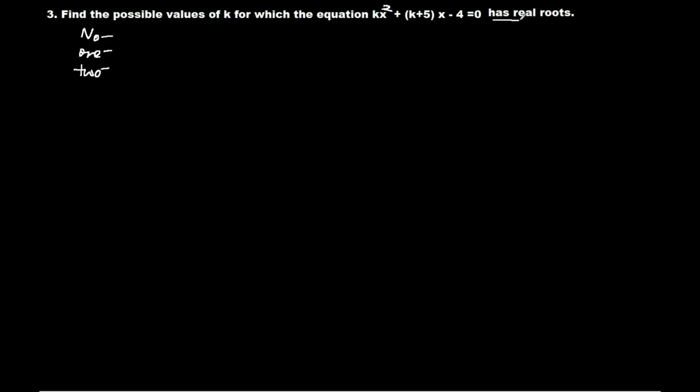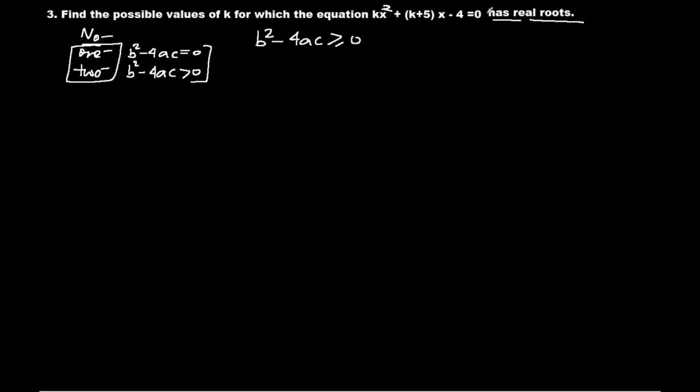Since the question says has real roots, that means they're talking about these two situations: one real root, or two real roots. For one real root, the discriminant b square minus 4ac is equal to 0. And for two real roots, the same discriminant b square minus 4ac is greater than 0. So basically we'll combine the two and our situation becomes b square minus 4ac is greater than or equal to 0. That will ensure that it has real roots.